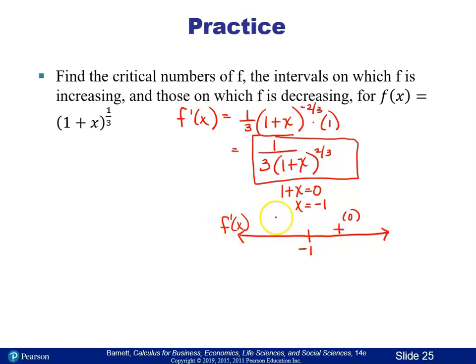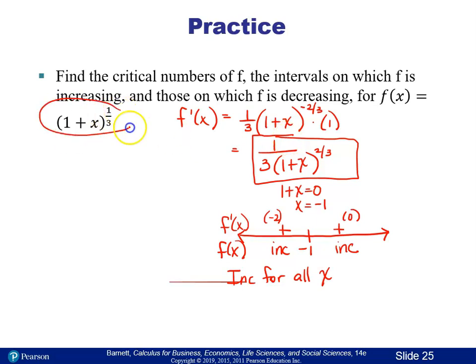Let's say I put in a negative number, like maybe negative 2. That's going to be 1 over 3 times 1 plus negative 2. So that's also going to be a positive. So what that means for our original function is this would be increasing and then increasing. So we don't have a sign change, so we don't have a maximum or minimum. So we would say that it's increasing for all x, because the domain of this original function here, we don't have any restrictions on it. So we could say it's increasing for all values of x.